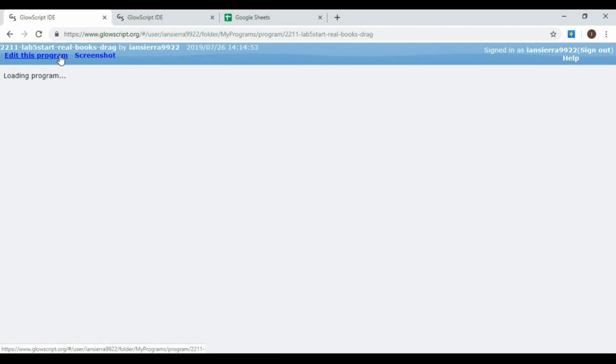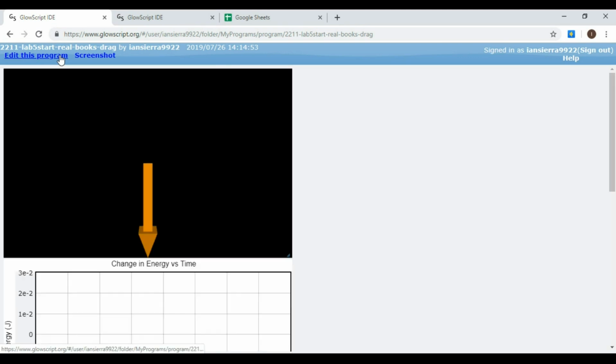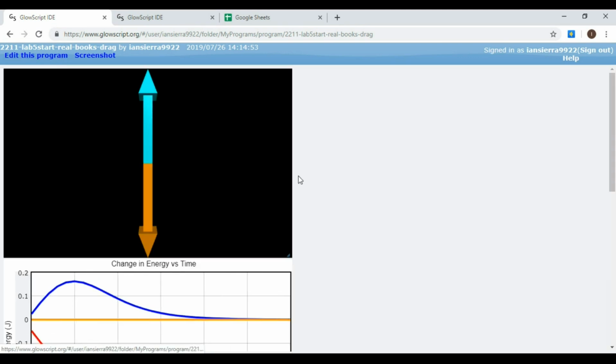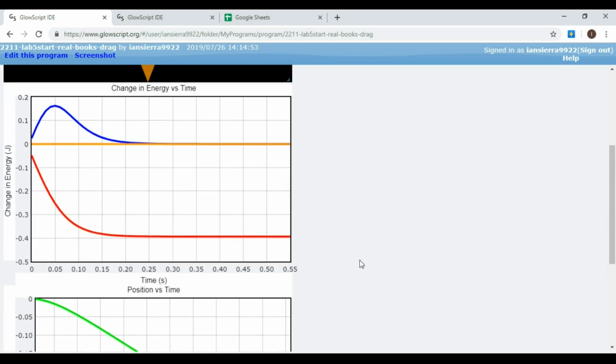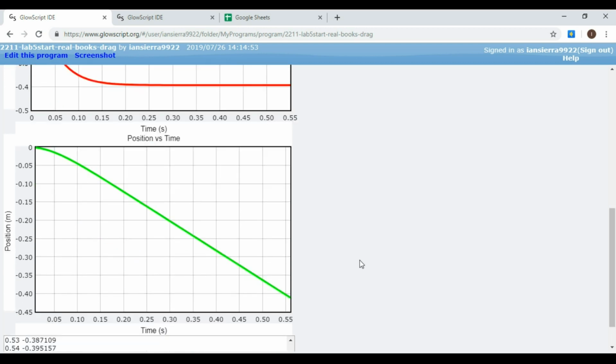When the model runs, an illustration of a falling object is displayed, which shows an orange arrow, which represents the gravitational force, and a cyan arrow, which represents the drag force. Also, a change in energy graph and a position versus time graph are shown, and we will analyze these graphs more by comparing the falling binders versus the falling sheet of paper.